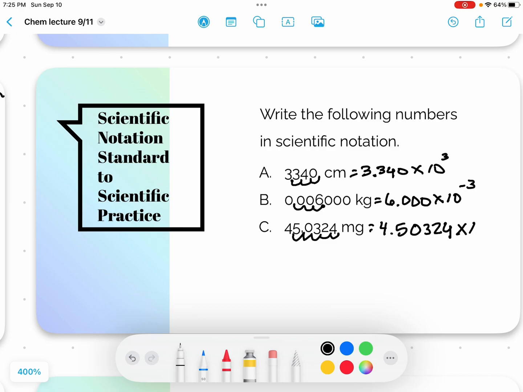4.50324 times 10 to the 5th, counting 1, 2, 3, 4, 5. Again, since we moved it to the left, it'll be positive.